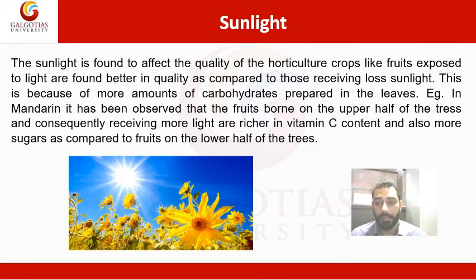For example, in mandarin, it has been observed that the fruits borne on the upper half of the trees and consequently receiving more light are richer in vitamin C content and also have more sugars as compared to fruits on the lower half of the tree. Due to the heavy foliage, the lower part of the tree will get a lesser amount of sunlight. So there should be proper training and pruning in the fruit trees for proper sunlight availability to the tree.